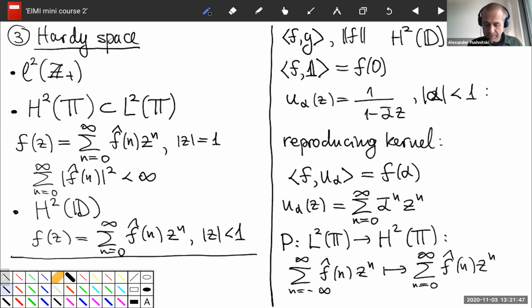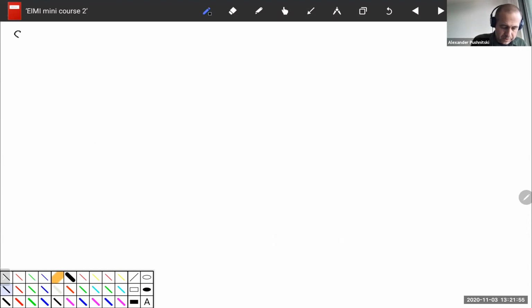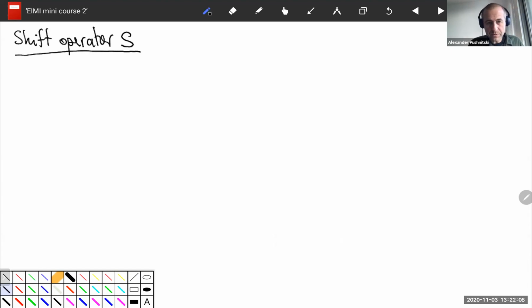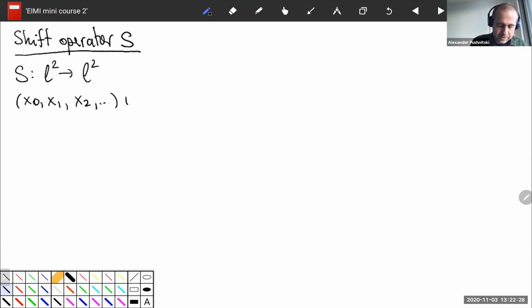The second important operator, maybe even more important, is the shift operator. So probably the first way you meet the shift operator is in your beginner's course in functional analysis, where it acts on a little L2. So you can think of S acting on a little L2, and then it maps this sequence to this sequence. Okay, so it shifts the whole sequence to the right and replaces the first element by 0. This is why it's called shift.